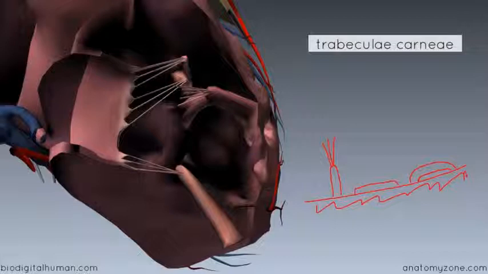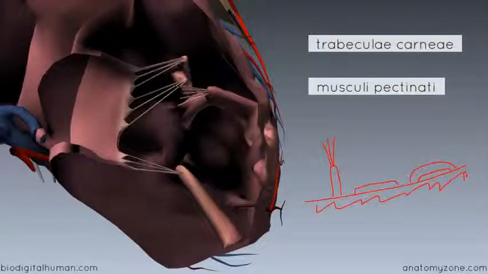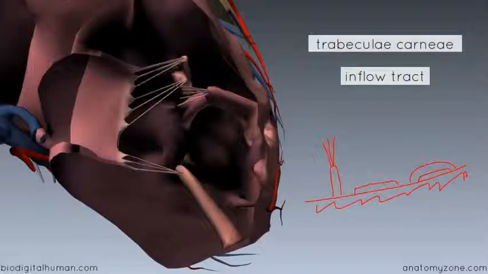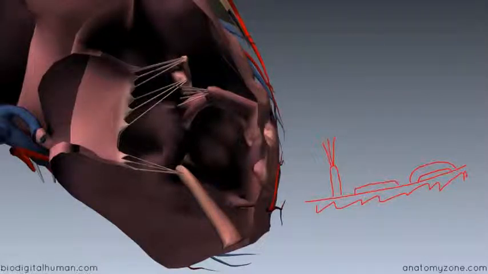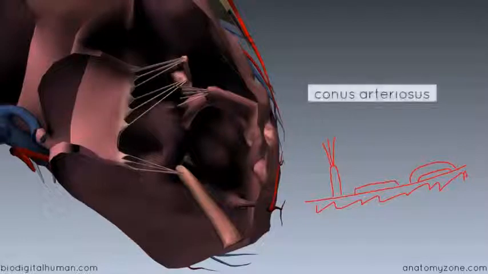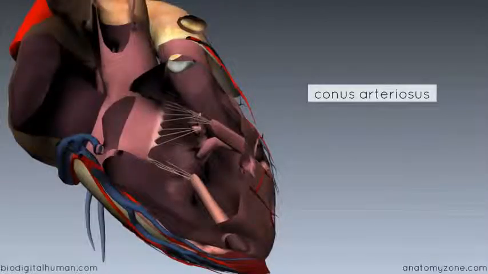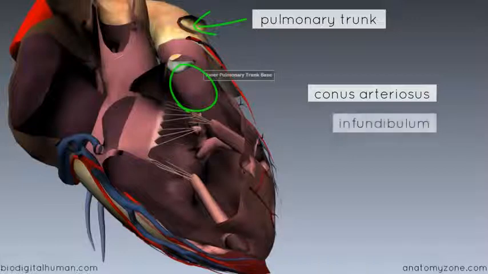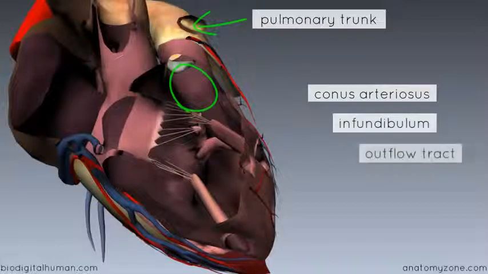So like you've got the musculi pectinati in the right atrium, you've got the trabeculae carneae in the right ventricle. These are found in the inflow tract, but the outflow tract is slightly different and it's smoother, and it's called the conus arteriosus. So you can see the outflow tract here leading into the pulmonary trunk, and this is called the conus arteriosus, or the infundibulum, and it forms the outflow tract of the right ventricle.